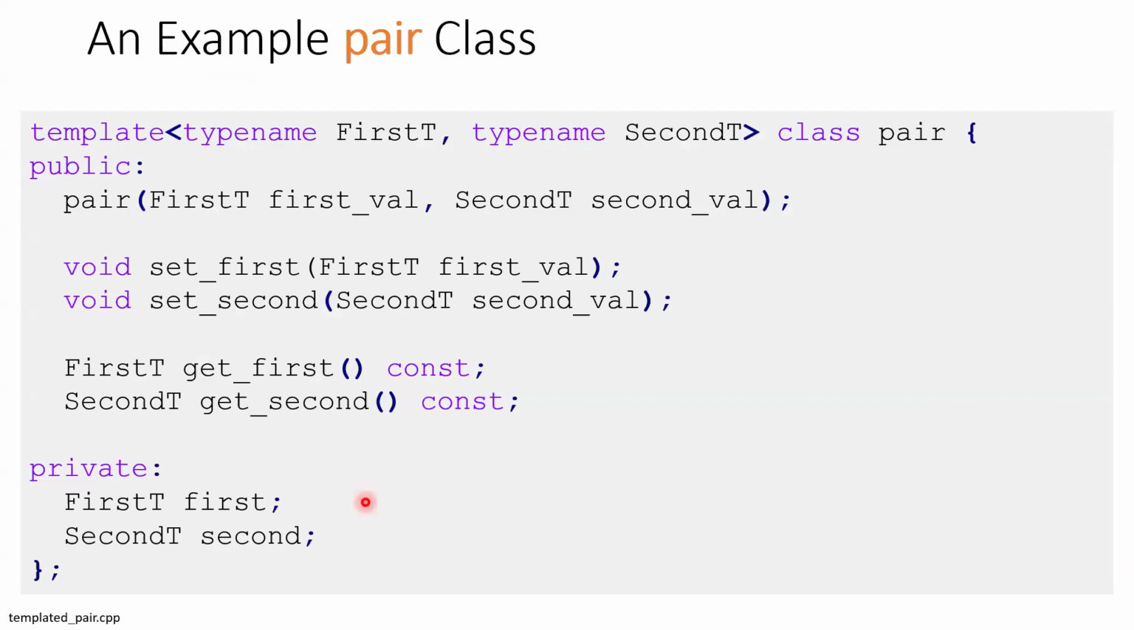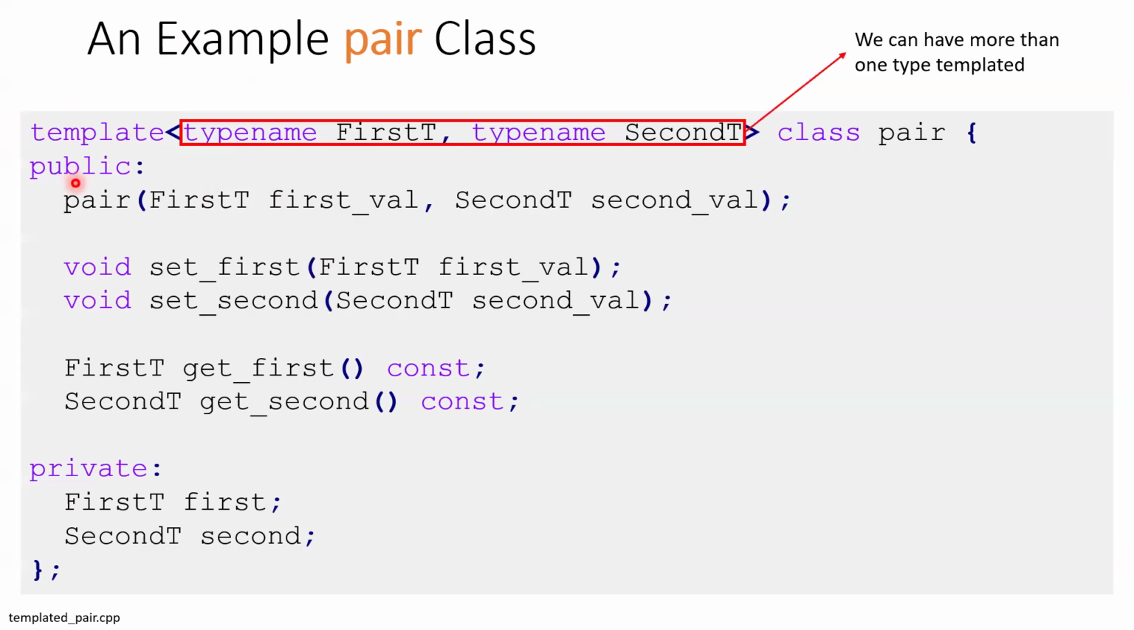And here's the implementation of the pair class. Similar to functions, on the first line, we have the template keyword. And inside the bracket, because we have two different types, we're defining two different type names. In this case, we're calling it first T and second T. Then the class name, the class constructor, setters, getters, and the private data members.